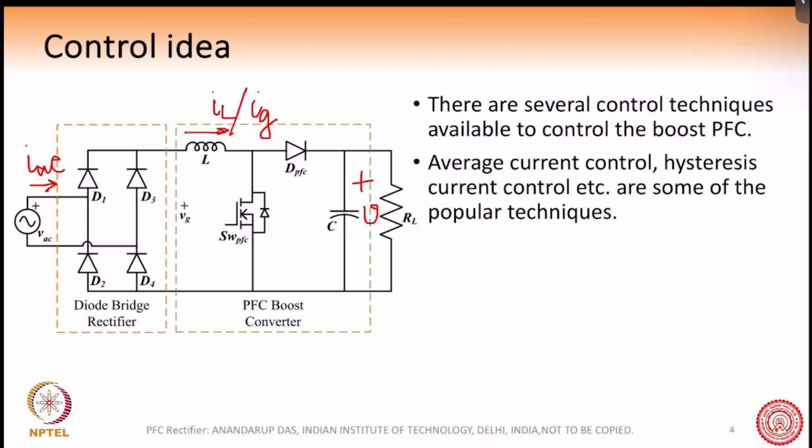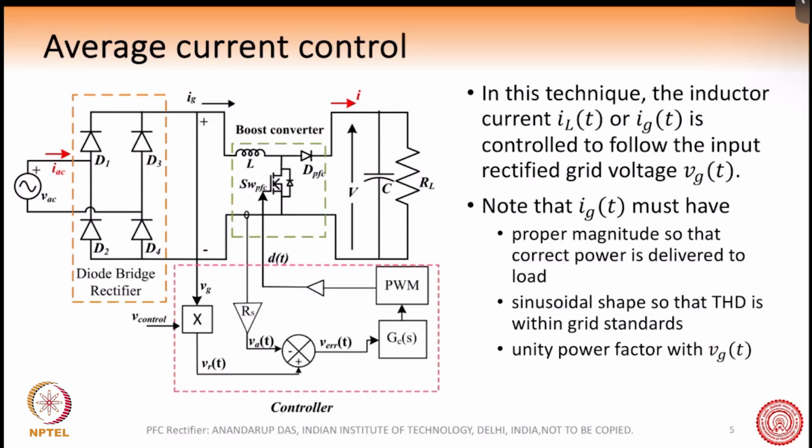For example, for a telecom power supply, as we said, we need to have 48 volts at the output. Now, there are many control techniques available, and one of the most popular is average current control, which we will discuss next. But there are other techniques like hysteresis current control, etc., and these are quite popular and easily achievable.